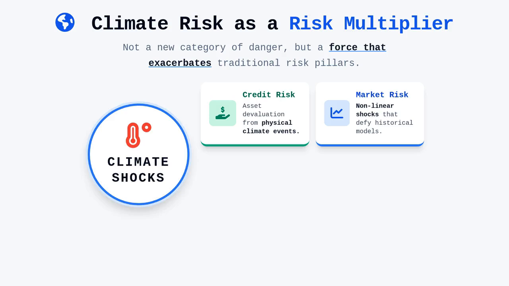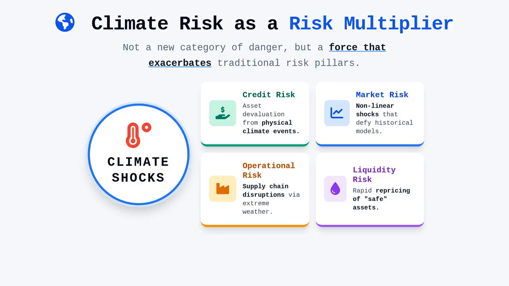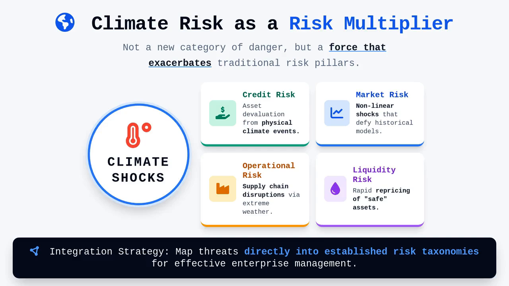Similarly, market risk is no longer bounded by historical volatility data because climate change introduces nonlinear shocks that standard models fail to capture. Operational risk expands to include supply chain disruptions from extreme weather, while liquidity risk may spike when markets suddenly reprice long-term assets once deemed safe. Viewing climate through the lens of established risk taxonomies is the only way to integrate these threats into existing enterprise frameworks effectively.